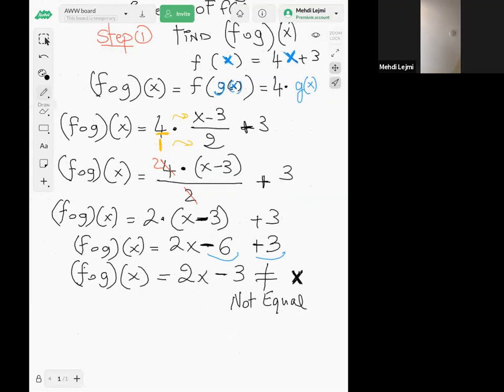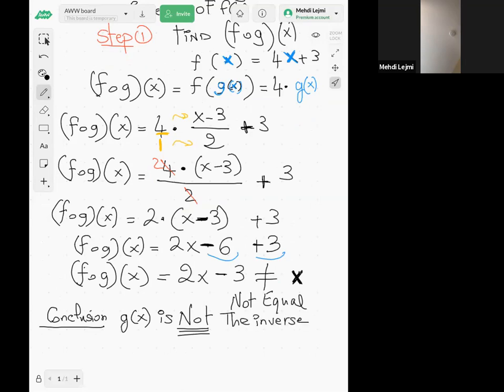So we are done. So the conclusion, the final answer, is that this g is not the inverse of f. So g of x is not the inverse of f of x. And again, guys, you need to get just x by itself, not a number or anything else, just x.